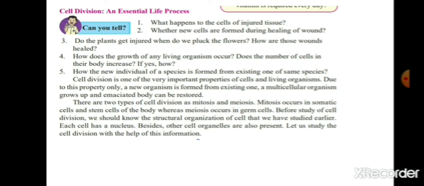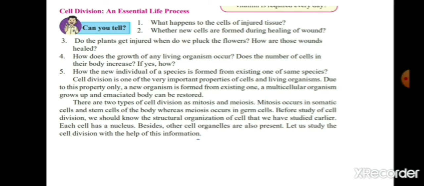Now you all know there are two types of cell division. One is mitosis and the second one is meiosis. Let us go through the important features of mitosis and meiosis. Mitosis occurs in the somatic cells. Meiosis occurs in the germ cells. Next, mitosis takes place in two stages, karyokinesis and cytokinesis. And meiosis takes place in two parts, meiosis 1 and meiosis 2.